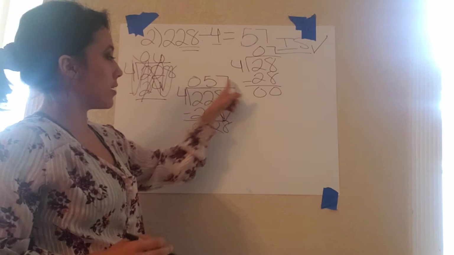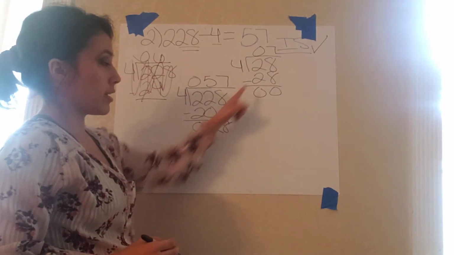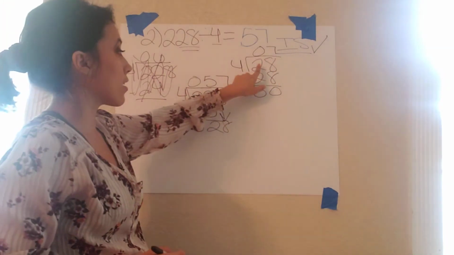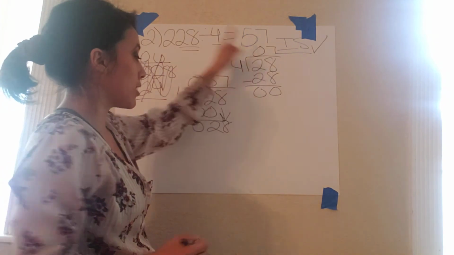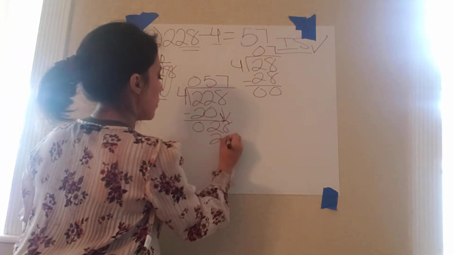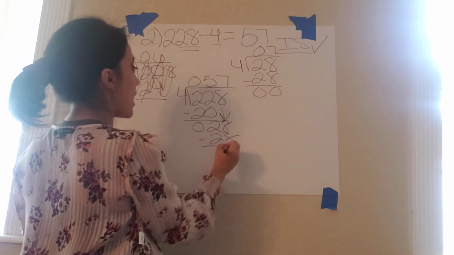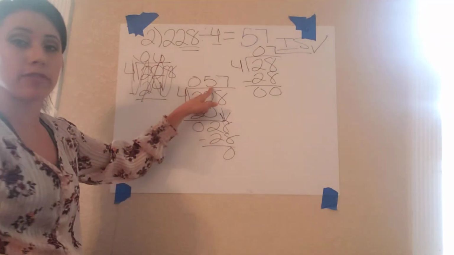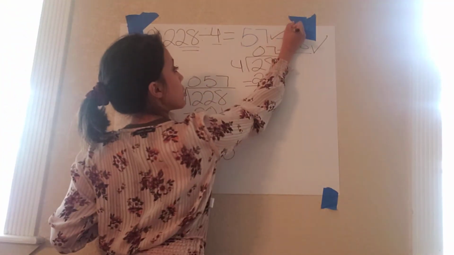7 times 4 equals 28. And we also saw it right here, 28 divided by 4 is 7. So 28 minus 28 equals 0. So the answer is 57. So this was correct as well.